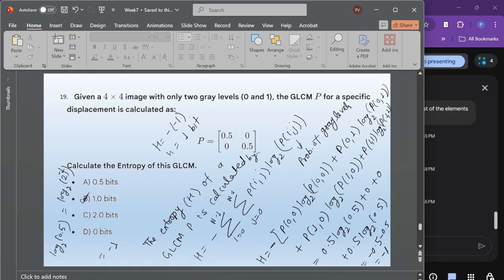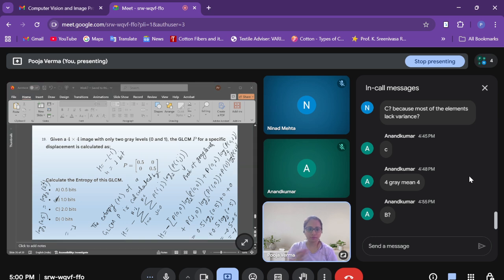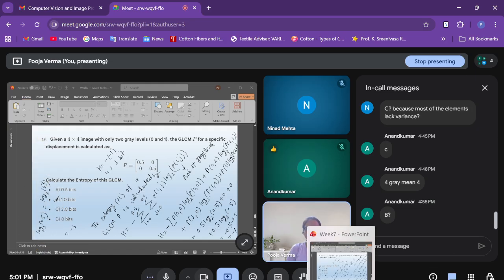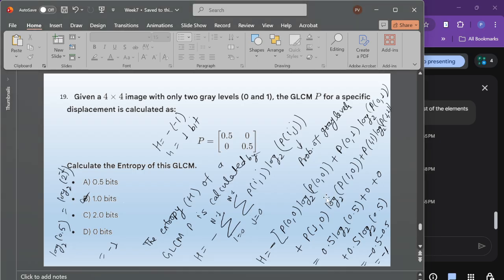Is it fine to you? Have you understand? Just put in the entropy formula and calculate the values. You will get it. Okay. Okay, so I hope you have understand this question.